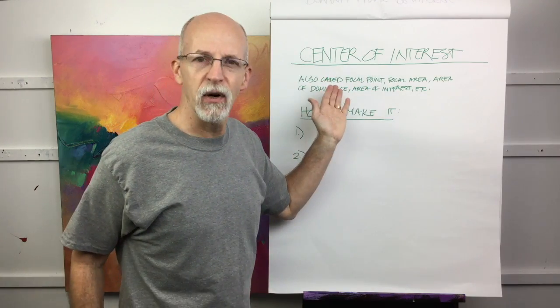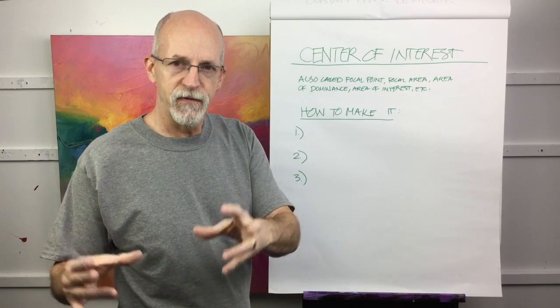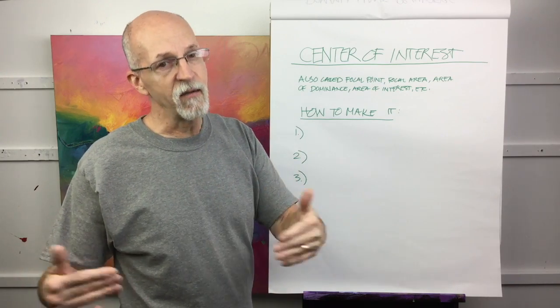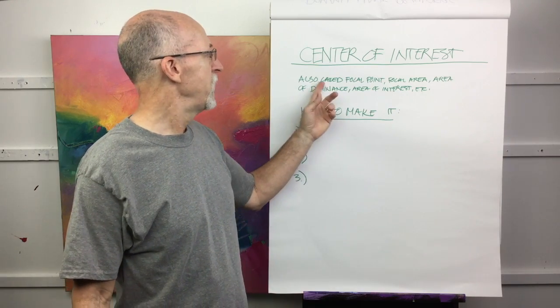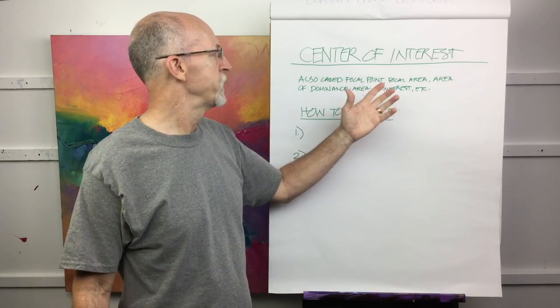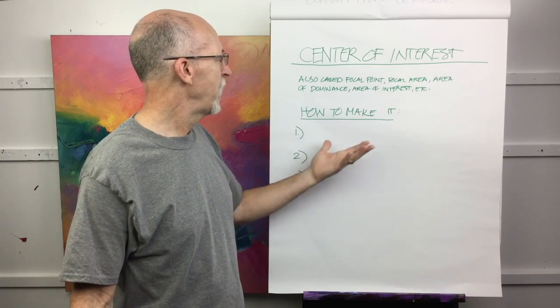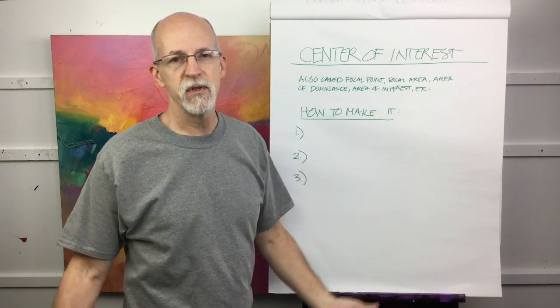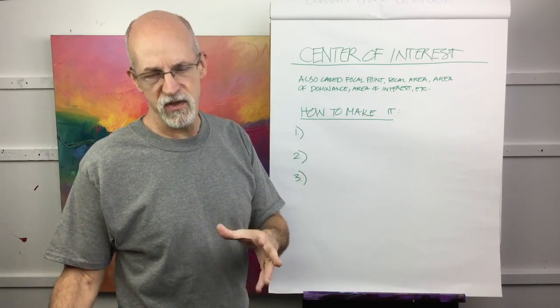So what is a center of interest? It's a place for your eye to rest. It's the focus of the work. You can have multiple centers of interest. It goes by a lot of different names. It's also called the focal point, the focal area, the area of dominance, the area of interest, etc. There's probably 20 names for the same thing. It all means the same thing.